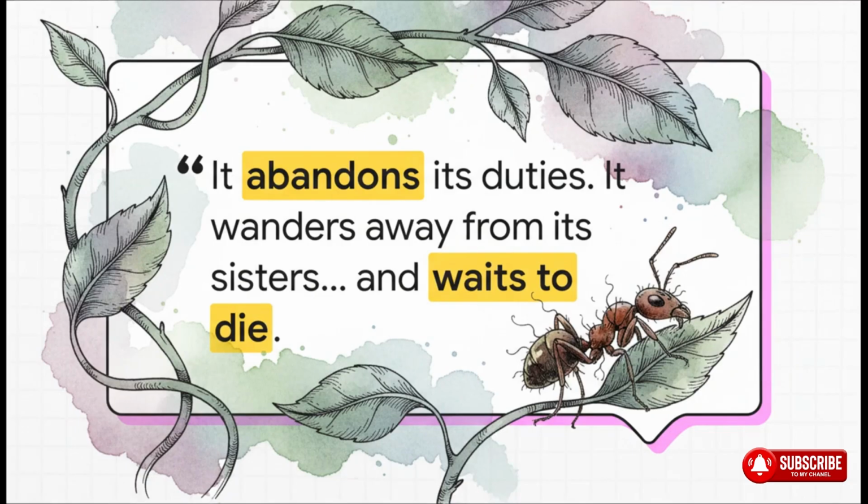So this ant starts climbing up a plant, almost like it's in a trance. It moves with this jerky, unnatural purpose until it finds the perfect spot, usually on the underside of a leaf. And then it does something incredible. It bites down hard on a leaf vein, locking its jaws in what scientists call a death grip. And that's it. It just hangs there, waiting to die.